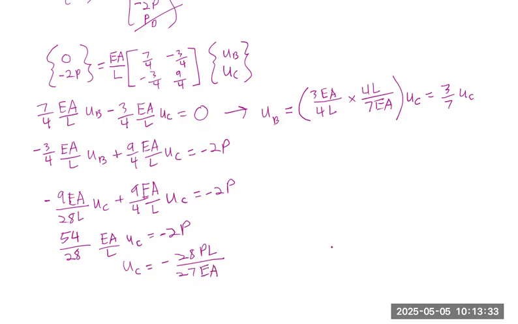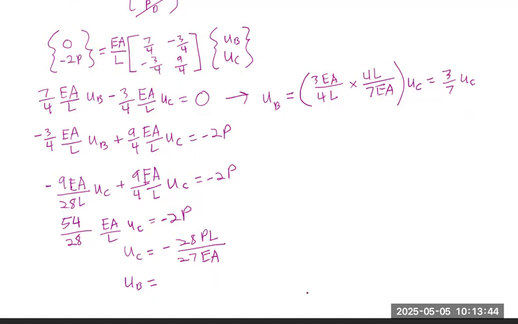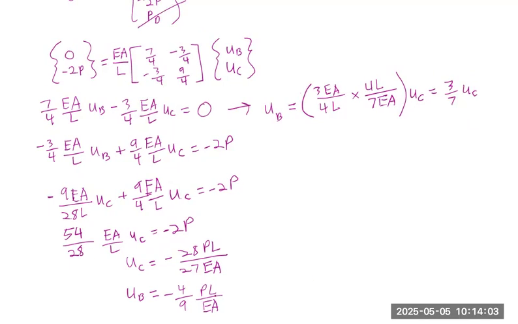And then using our relationship between UB and UC, we can also find that UB is equal to 3 over 7 times this value, which is going to be negative 4 over 9 PL over EA. And thus we have solved for our two displacement values now and completed part 1 of our question.